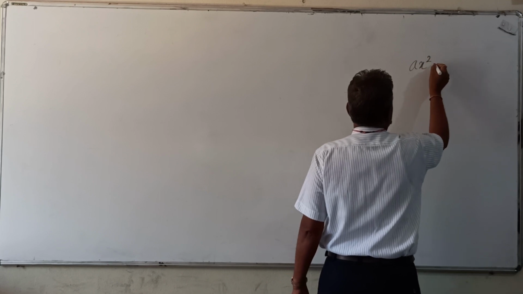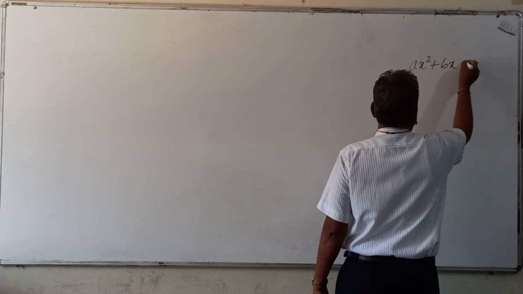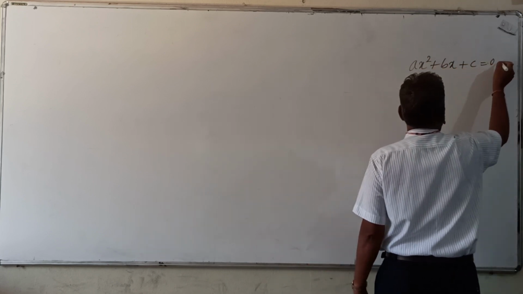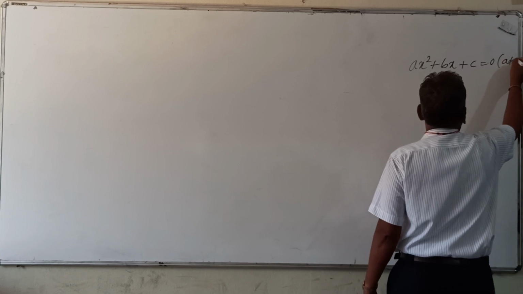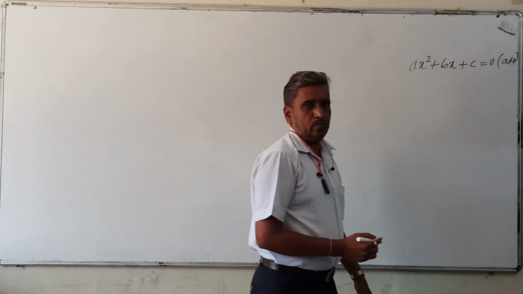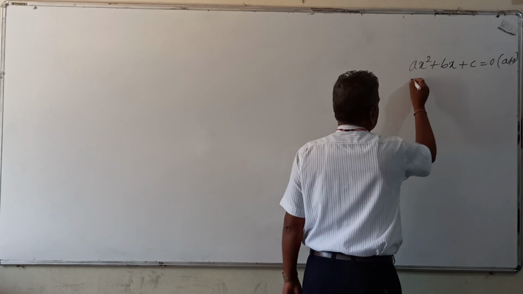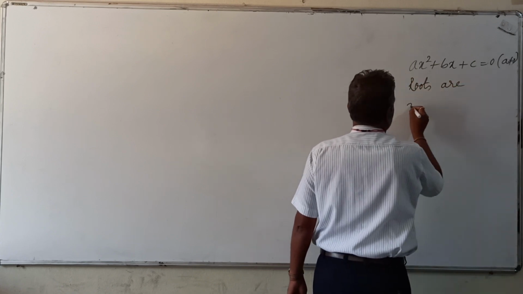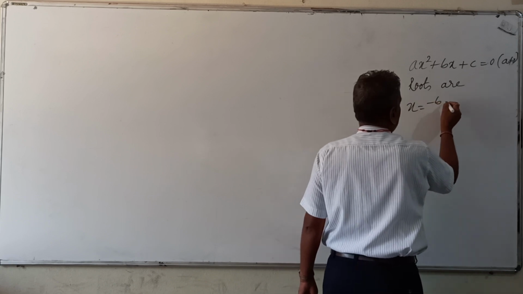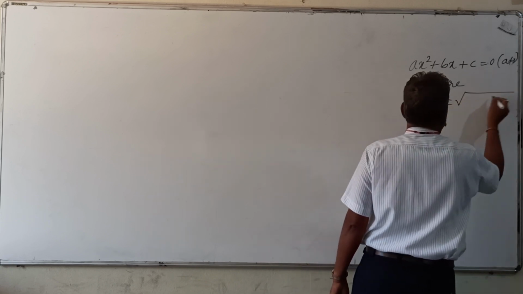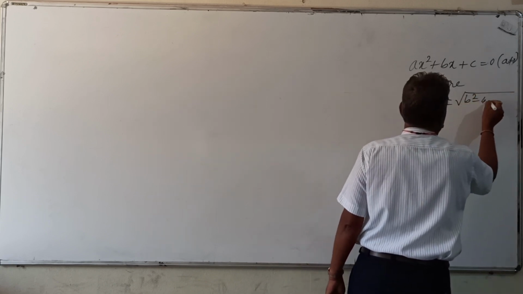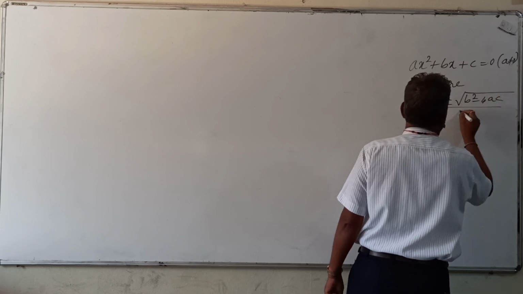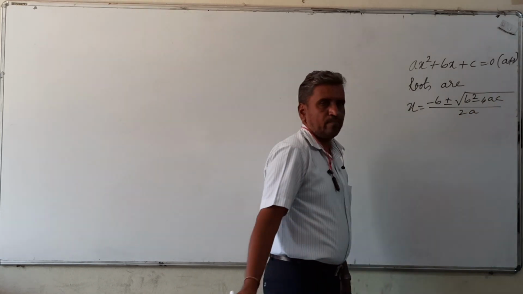ax square plus bx plus c equal to 0, where a is not equal to 0. Roots are x equal to minus b plus or minus square root of b square minus 4ac, whole divided by 2a.